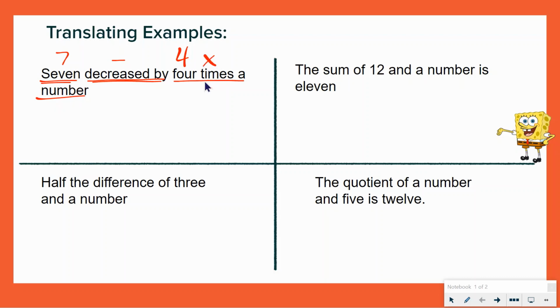So here, this x is not standing for that times symbol. I'm not writing a times symbol at all. I'm just going to write this as 4x. The number that I don't know is that x. So 7 decreased by 4 times a number.